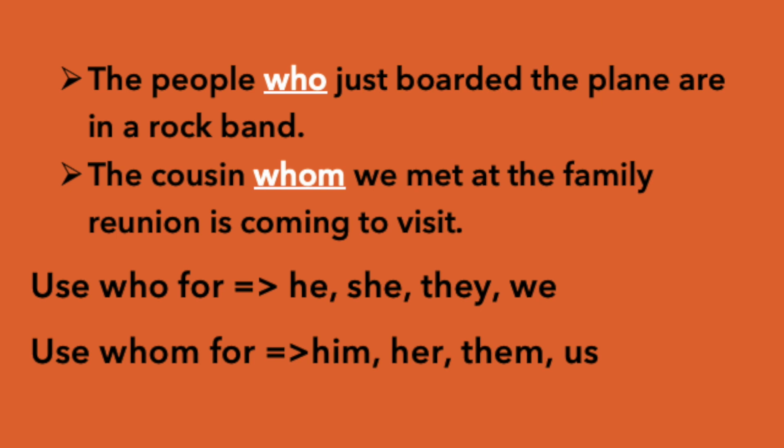The cousin means he or she. So we met him or we met her at the family reunion. Him or her. So whom? It becomes the cousin whom we met at the family reunion is coming to visit. So use who for he, she, they, we. Use whom for him, her, them, us.